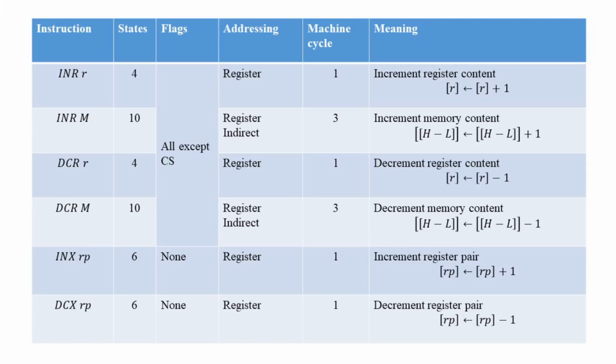In the same way, DCR M takes 10 states, flags all except CS, register indirect addressing, and needs 3 machine cycles. What it does is decrement the memory content. So when we execute this line, the content of the memory address minus 1 and the result is put in the same memory address. Okay, the memory address is in the register pair.